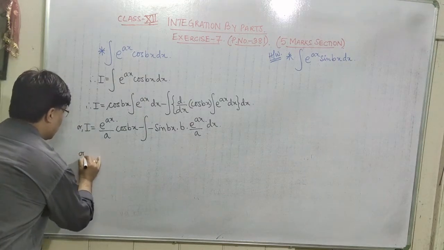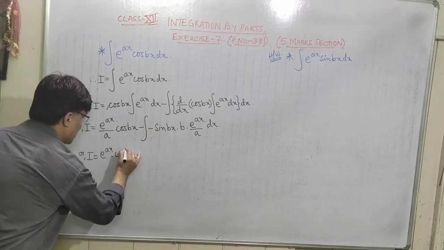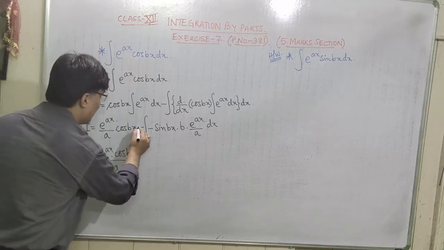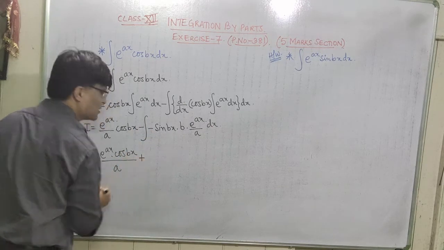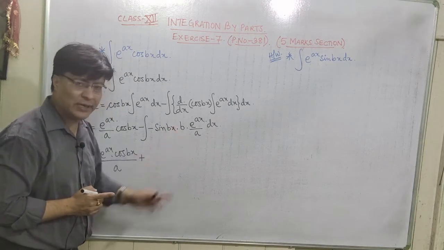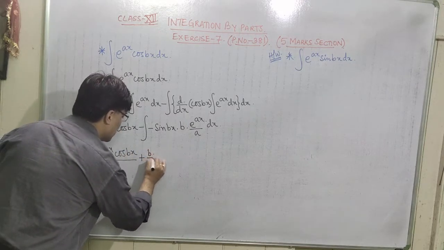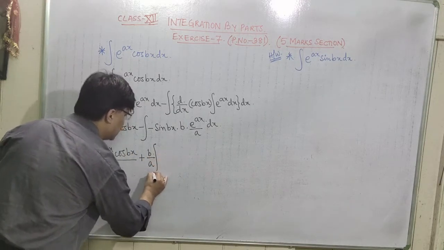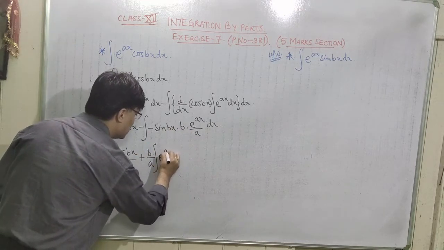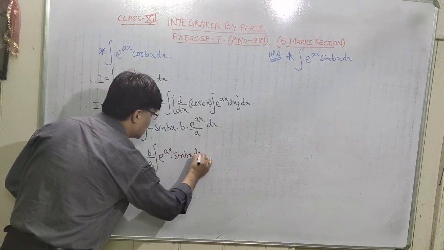So now in the next step, or now this is e to the power ax into, this is cos bx divided by a. Minus into minus, this is plus. So which is constant out here? That is b by a, which is free from x. So b by a is a constant, so you can write it outside integration sign. So integral sign, then what do we write? E to the power ax into sine bx dx.